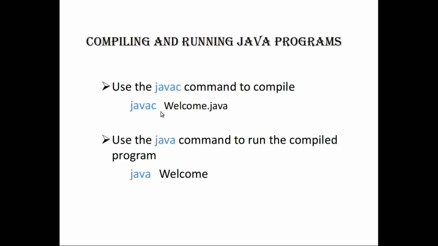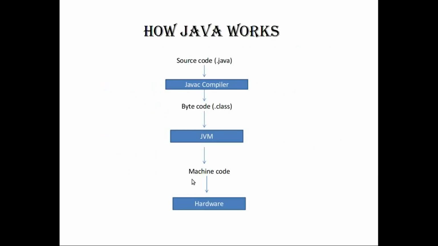So for now, just have it in mind that when you write your code, you're going to store it in a source file with a .java extension, and you're going to compile it using the javac compiler. And after compiling the code, you would now run it using the java command on the Java virtual machine, and the Java virtual machine will interpret that into machine readable code. So let me just show you a diagram here that explains better how Java works.